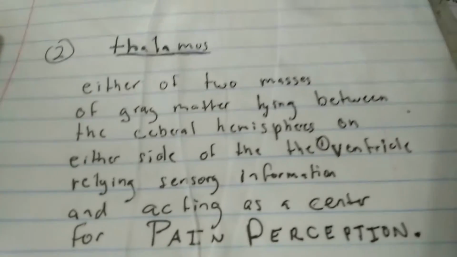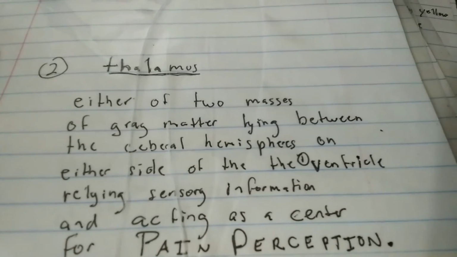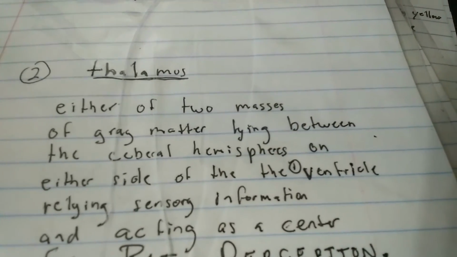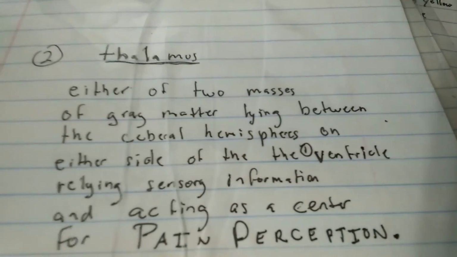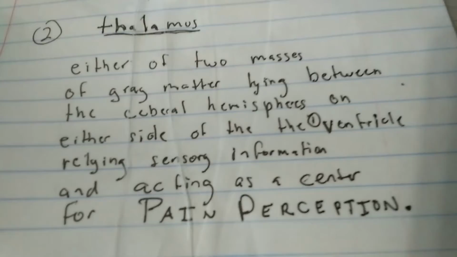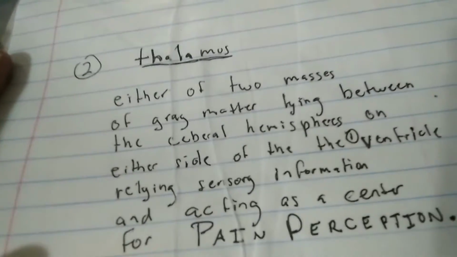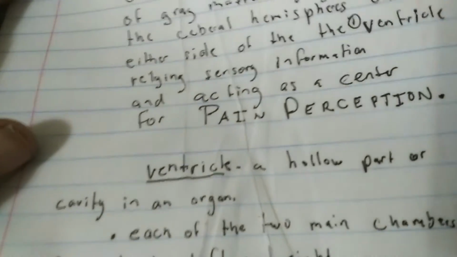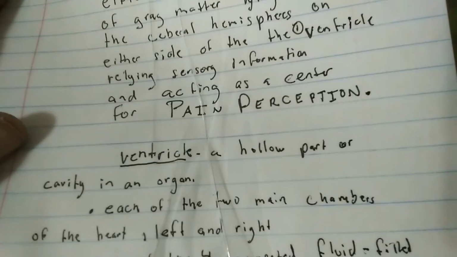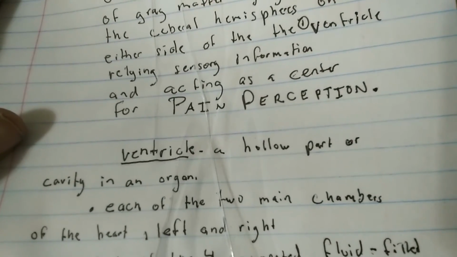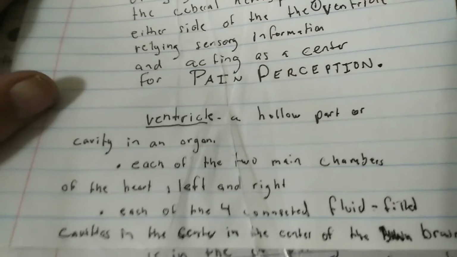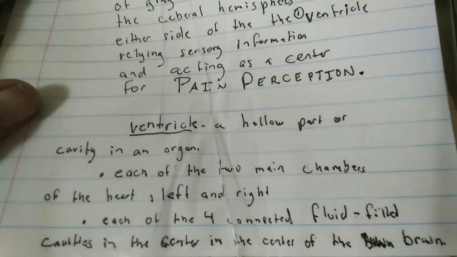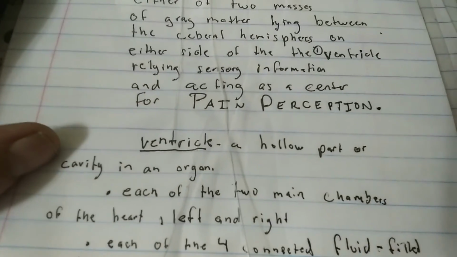That's what we've heard before. Either of two masses of gray matter lying between the cerebral hemispheres on either side of the third ventricle, relaying sensory information and acting as a center for pain perception. And I define ventricle down here. What is a ventricle? A hollow part or cavity in an organ. Each of the two main chambers of the heart, left and right. Each of the four connected fluid-filled cavities in the center of the brain. So ventricle can mean different things.